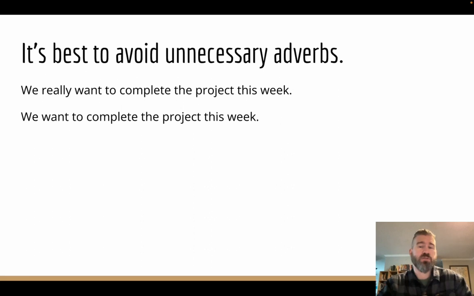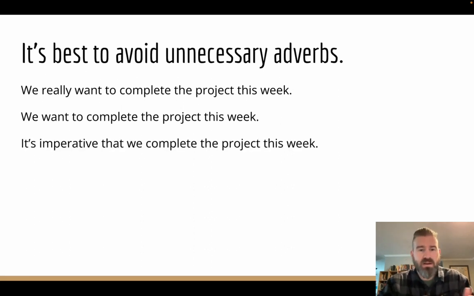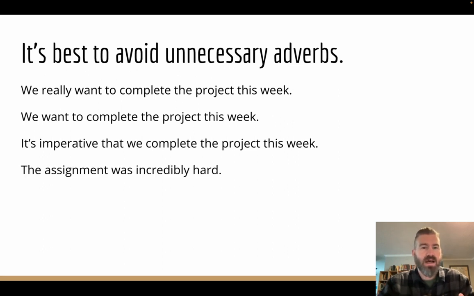If I want something stronger, then I might choose a different word. It's imperative that we complete the project this week. That word "imperative" now adds strength to the sentence because it means we need to. It is essential or very, very important that we do that. And I realize I just used "very, very," which are adverbs, but "the assignment was incredibly hard" "incredibly" is incredibly important there.